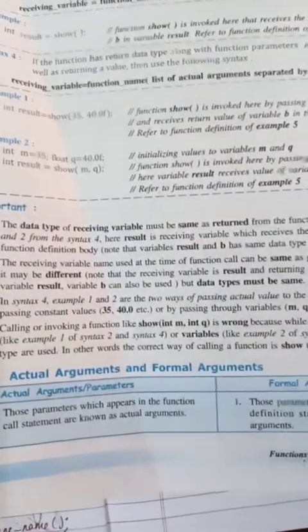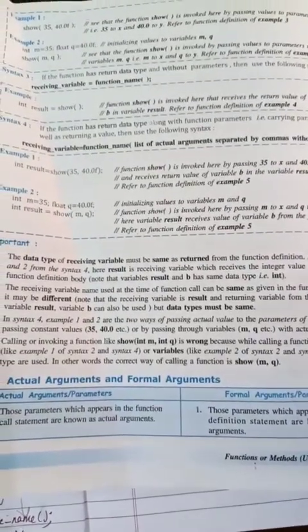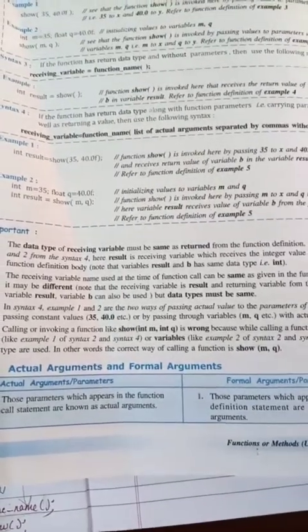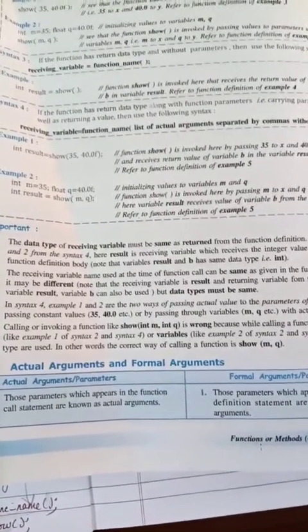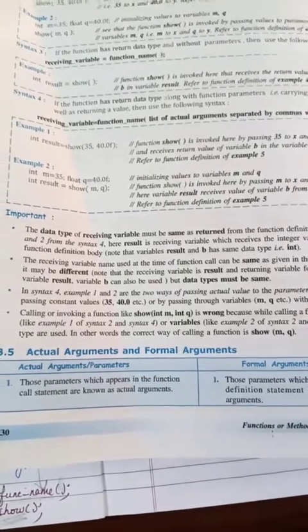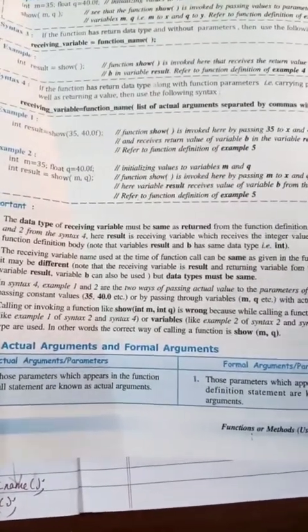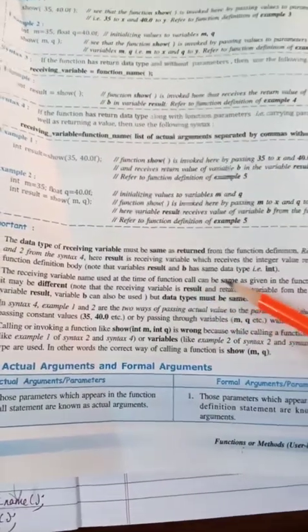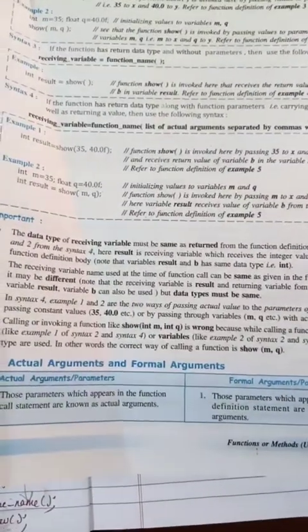Now come to the few points in your book, I'm just going to tell you. The data type of the receiving variable must be the same as returned from the function definition. We are calling function show, which is returning some value. So whichever type of value that function is returning, that data type should be similar to the data type of the variable in which we are receiving the result of show. Then the receiving variable name used at the time of function call can be the same as given in the function definition. The names of the variables can be the same, and they may be different.